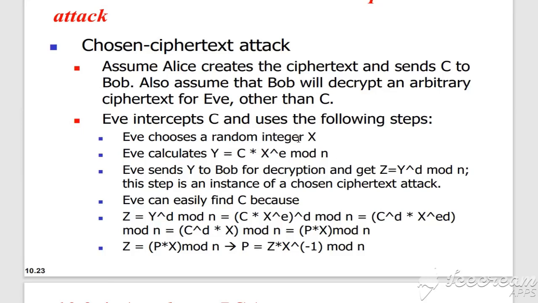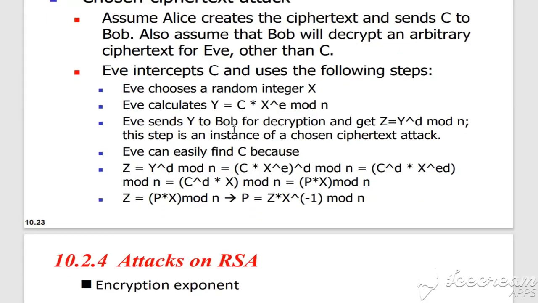Eve will choose a random number, that is x. It will lie in the group Zn, and she will calculate y with this formula: C multiplied by x to the power e mod n, where e is the public key. After calculating this value, Eve will send y to Bob, and Bob will decrypt that and get this z value.